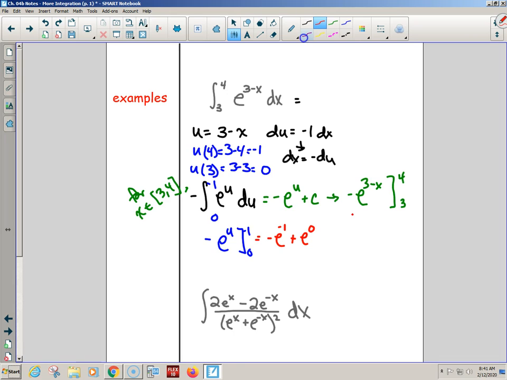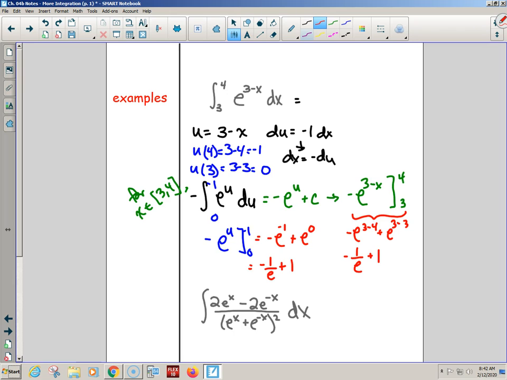But check it. What happens if you do this the old-fashioned way? Well, negative e to the 3 minus 4 minus negative e to the 3 minus 3. It's the same thing. You're just doing that work down here in the antiderivative as opposed to doing it separately. So this one we end up with negative 1 over e plus 1. This one, negative 1 over e to the negative 1 plus anything to the 0 power is 1.